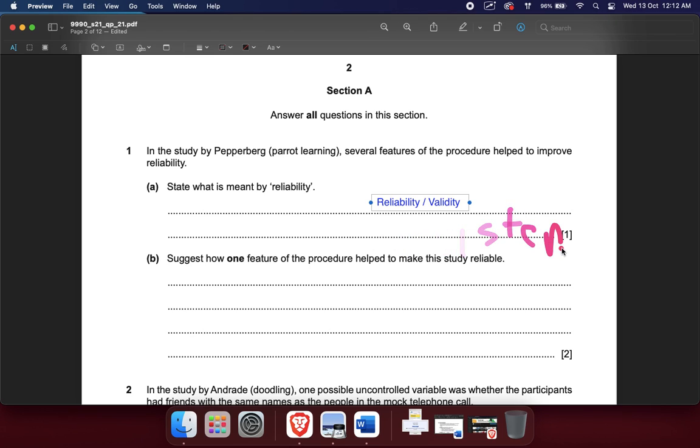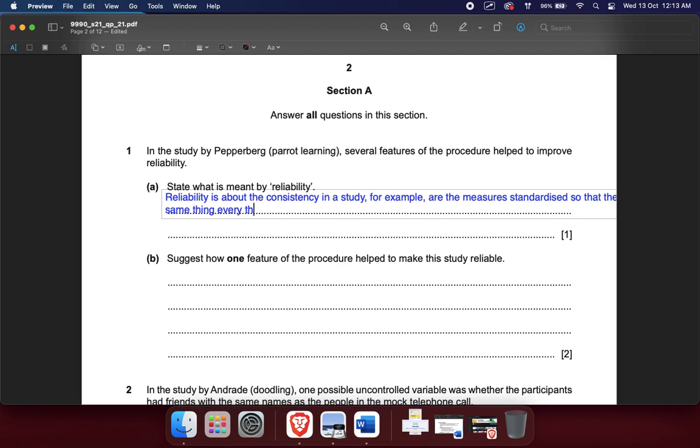Reliability is about consistency. Does something measure what it's supposed to measure in the same way over time? So for example, you would write something along the lines of: reliability is about the consistency in a study. For example, are the measures standardized so that they measure the same thing every time?